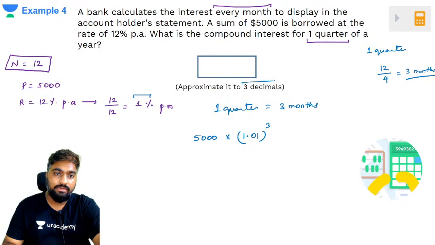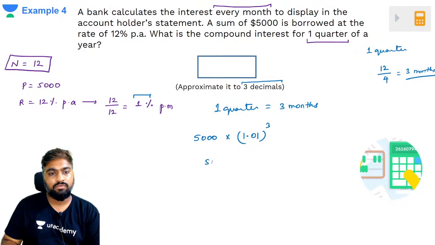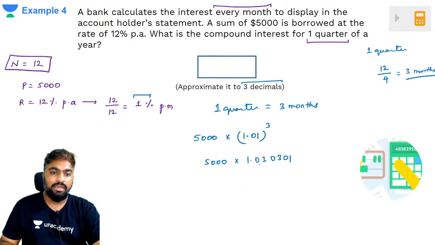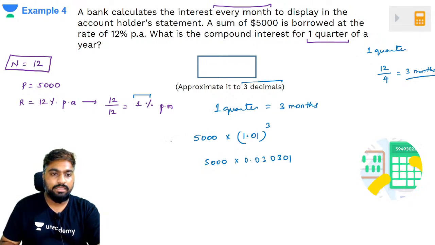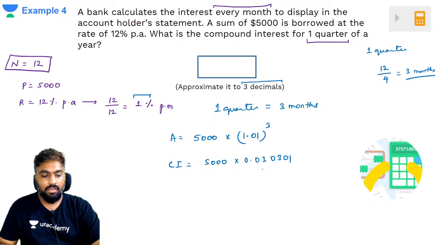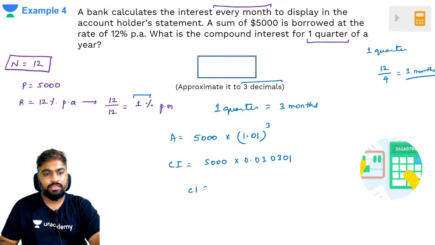Because they want 3 decimal places, which means you can't approximate, so you have to be careful. So this is 5000 into 1.030301. This will give you your amount. We don't want the amount; if you subtract 1 from this, this is the amount, this is the interest. So subtract 1 from here, which is 0.030301 into 5000. Compound interest is nothing but 151 rupees and 505 paise.